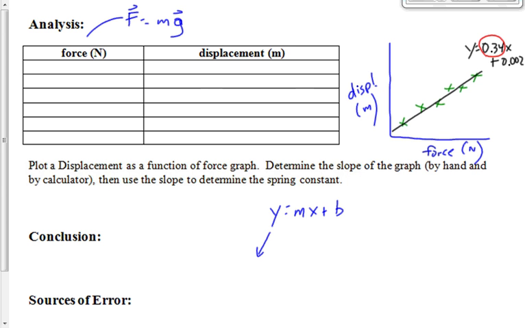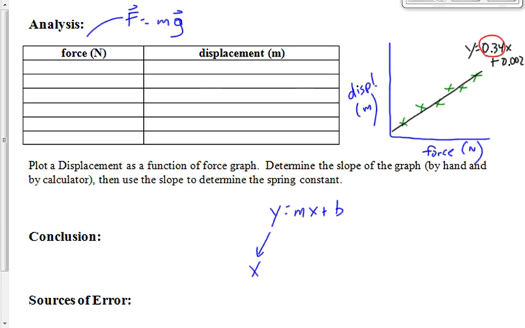I want to replace the y-axis with the displacement. Now, this is a little bit confusing. I'm not replacing y-axis with x-axis. I'm replacing the y-axis with the displacement. It just so happens that the symbol for displacement is x, right?